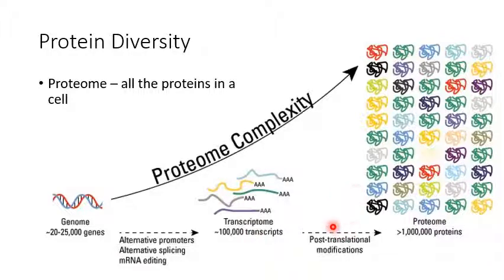Then once you've done the translation and you're going to modify those proteins, you can modify the same protein in different ways, and that will change things about the protein, like where it goes to and what it does. So that adds a lot to the proteome as well. So you go from about 25,000 genes, then after alternative splicing, you end up with about 100,000 different mRNA transcripts, and then after the post-translational modifications, you'll end up with over 1 million different proteins in your cells.